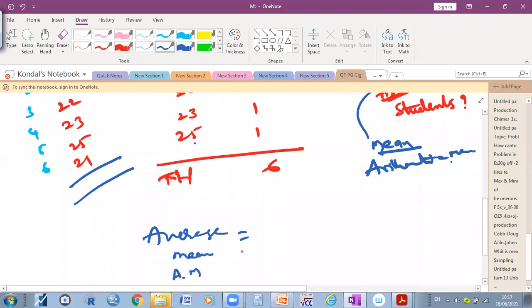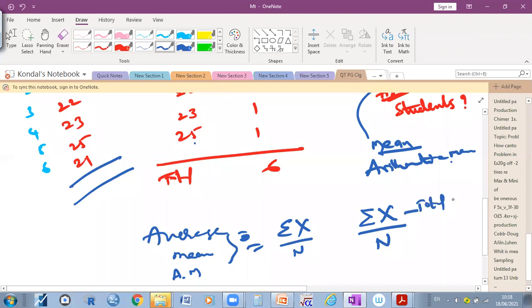The formula is the sum of x by n. Sometimes you can write it like this also, no problem. Sum of x by n. Here, the sum of x is the total value of the x variable, divided by n, the number of items, or sample size.